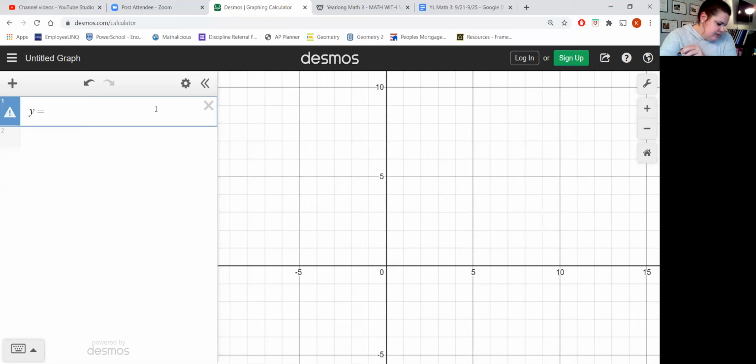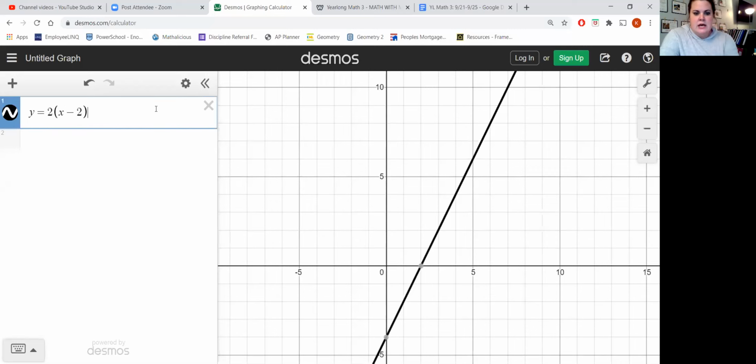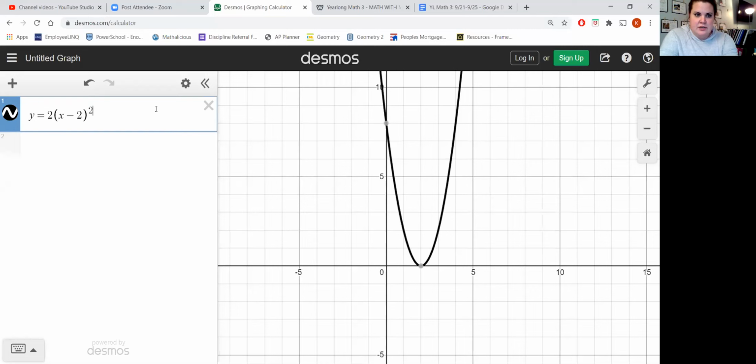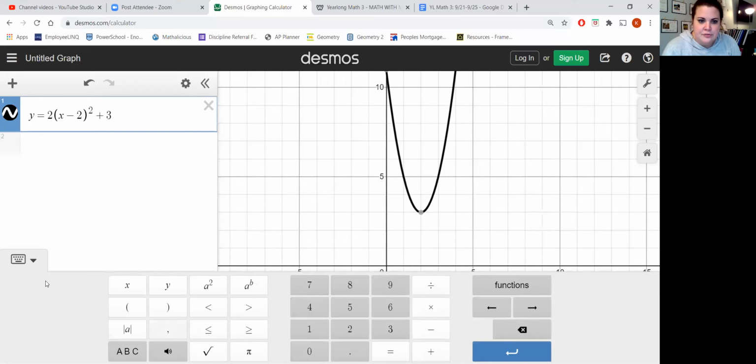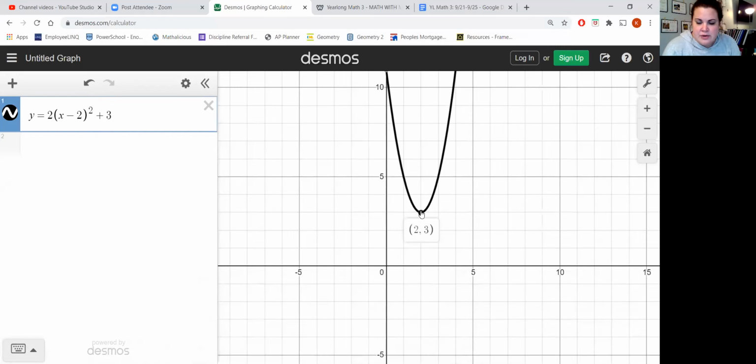All right, so y equals 2 times (x minus 2). To do squared, you can use Shift 6 if you're on a computer. If you are on a cell phone, or still on a computer and you just don't want to type it like that, then you can actually go down here. There's this keyboard button. This automatically shows up when you're on your phone. And you can hit the squared button to get that exponent of 2 there. So 2 times (x minus 2) squared plus 3, here's the vertex right here.